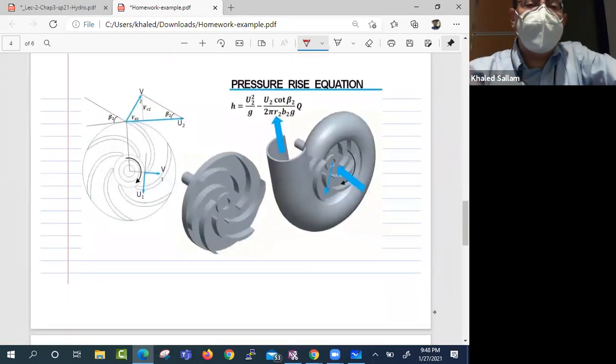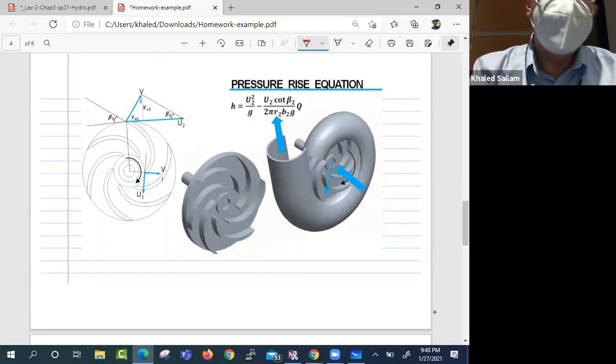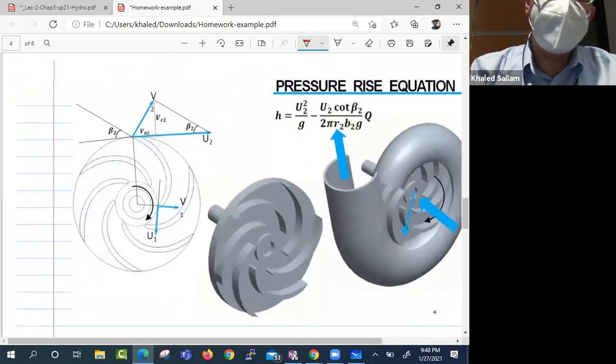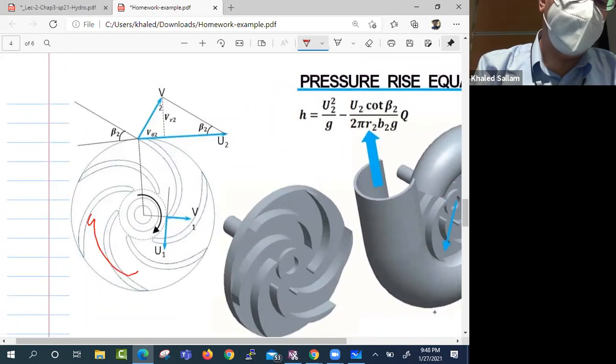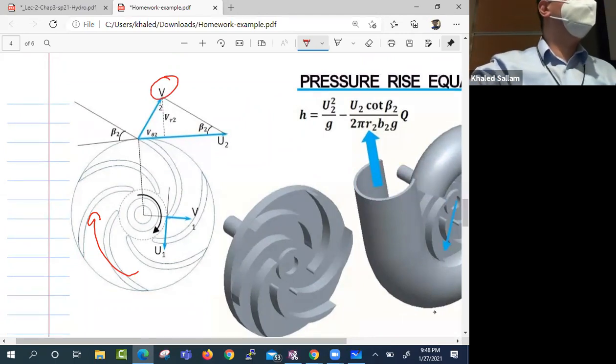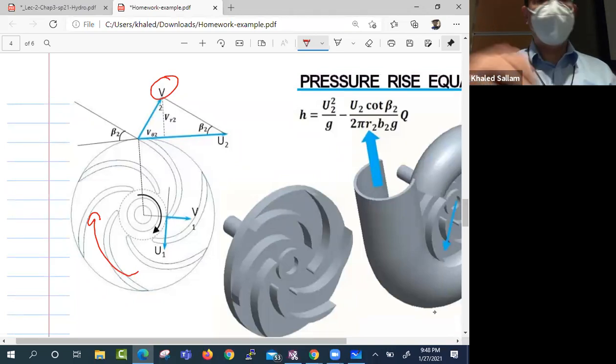So now, what do you think, a pump or a turbine? Look at the omega and look what happened to V. It ended up getting spun in our rotational direction. That must be a pump.